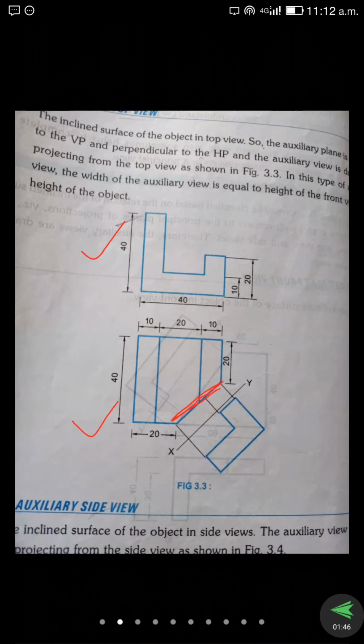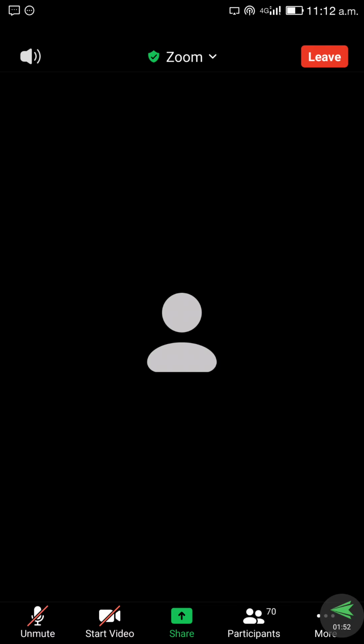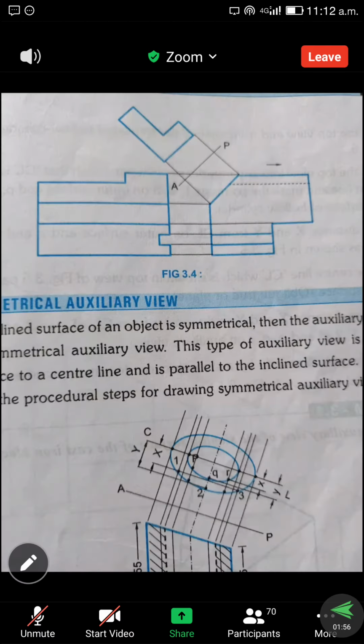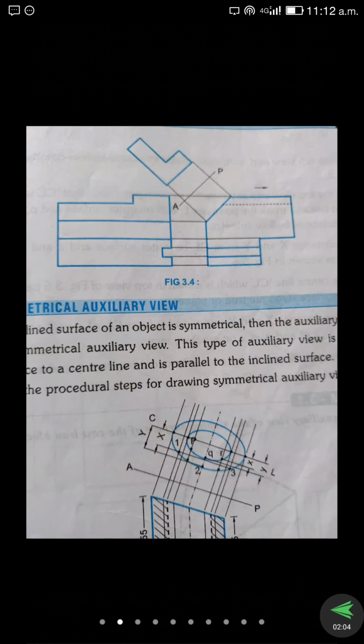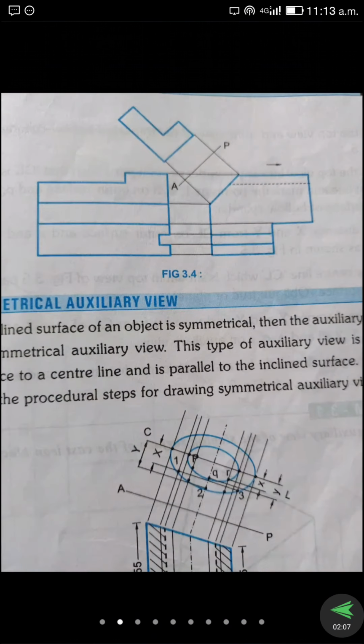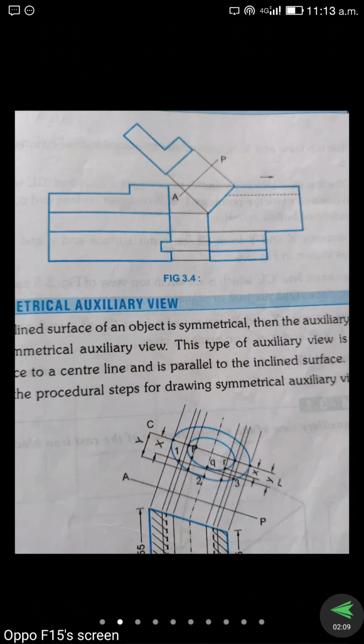Okay. And the next one is auxiliary side views. So auxiliary side view. Say the front view and side view are given. This is the front view and this is the side view. So see here, the inclined surface is in the side view. Okay? The inclined surface is in the side view.